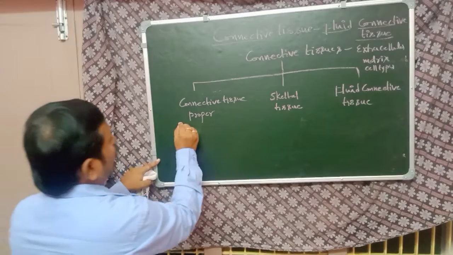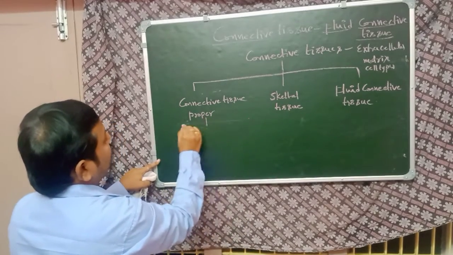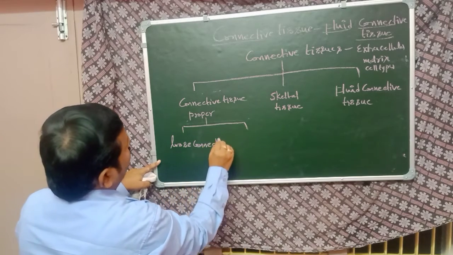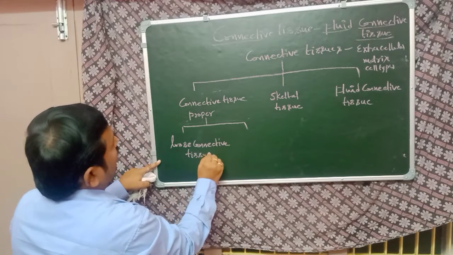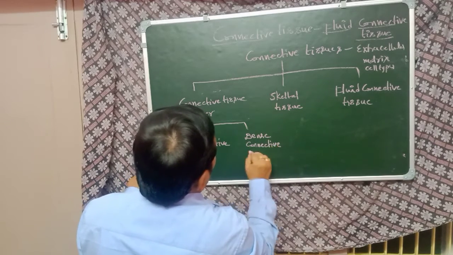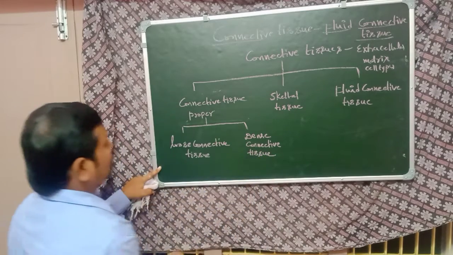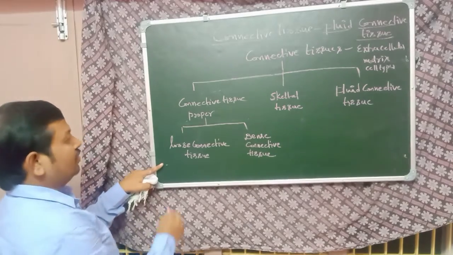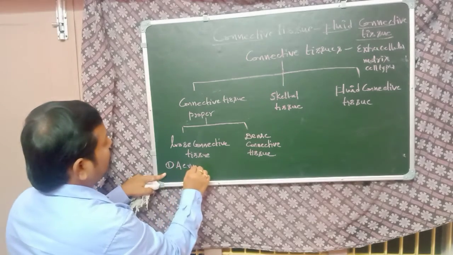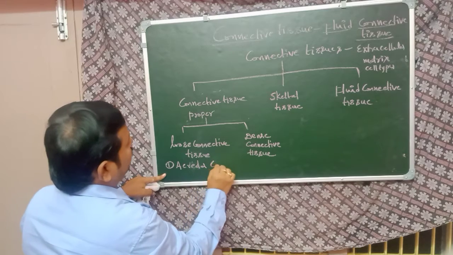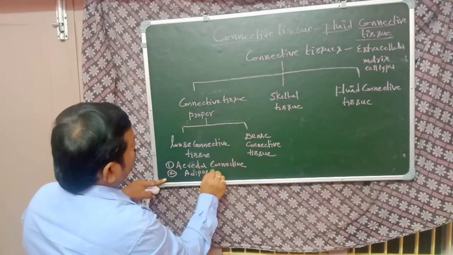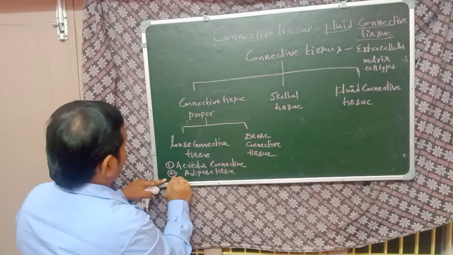Connective tissue proper is again divided into two types: loose connective tissue and dense connective tissue. Loose connective tissue is again divided into three types. One is called areolar connective tissue, and adipose tissue, and the third one is reticular tissue.